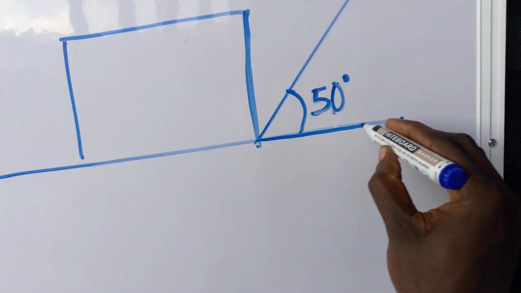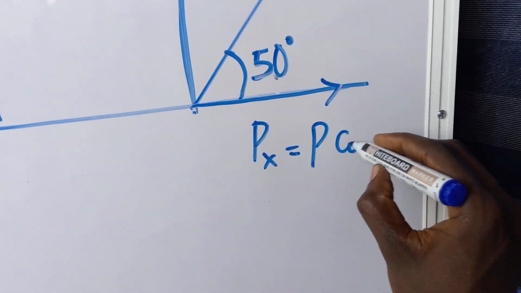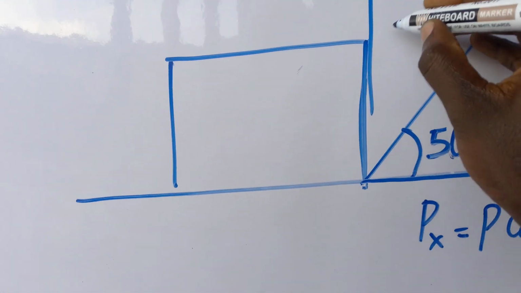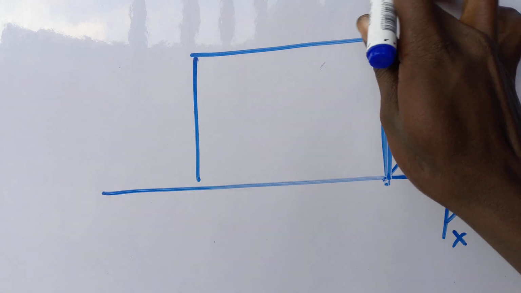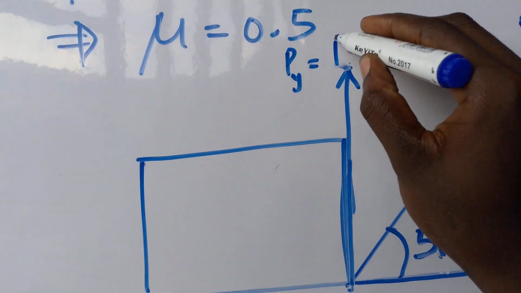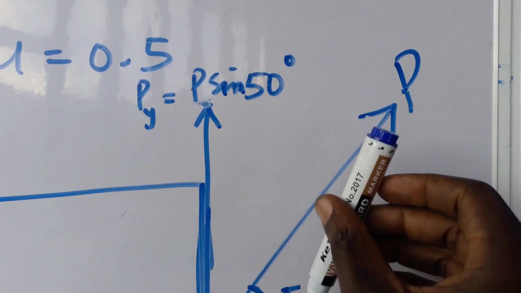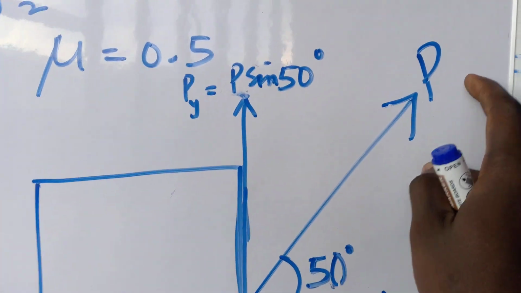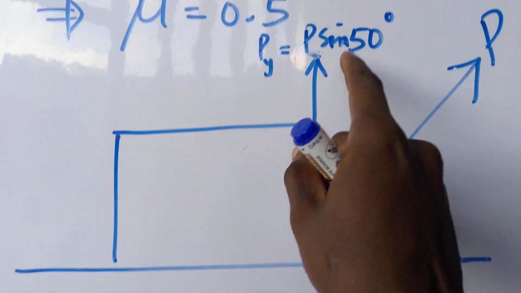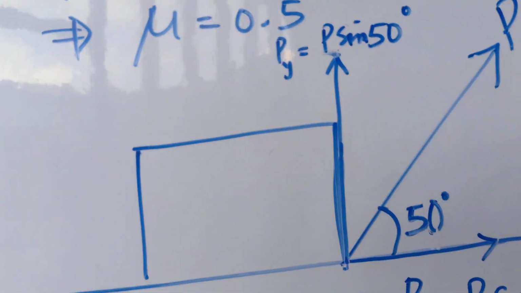Resolving it horizontally, you have Px equal to P cos 50 degrees. And resolving this force vertically, you have Py equal to P sine 50 degrees. So resolving this force horizontally is P cos 50 degrees, and resolving it vertically is P sine 50 degrees. Okay, so we have done that.